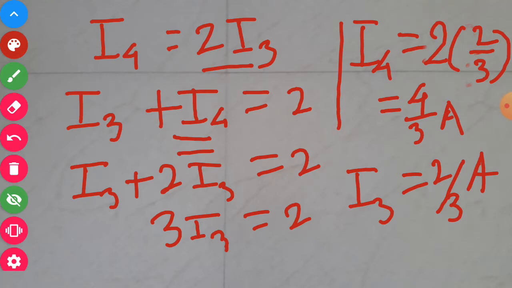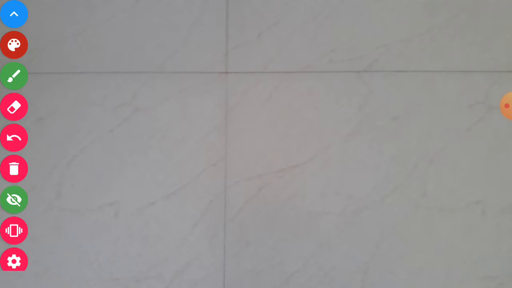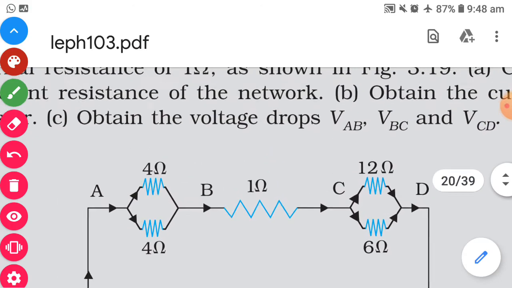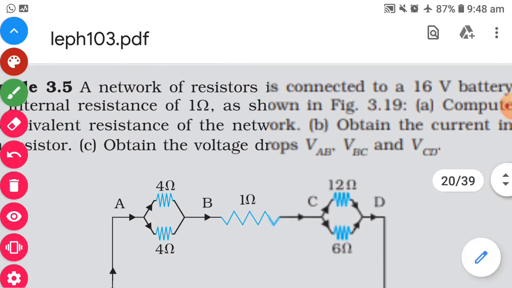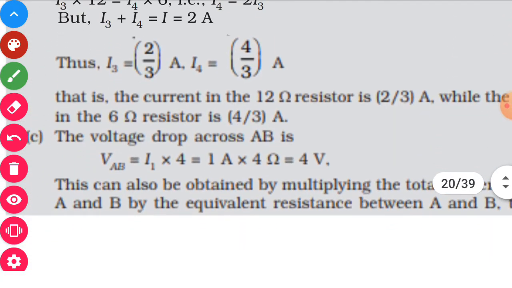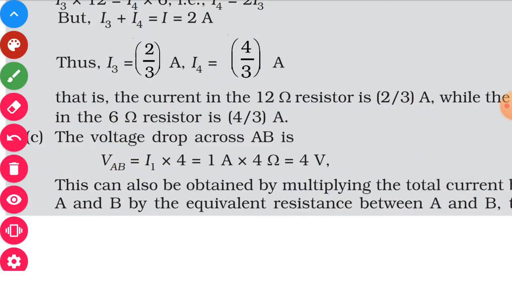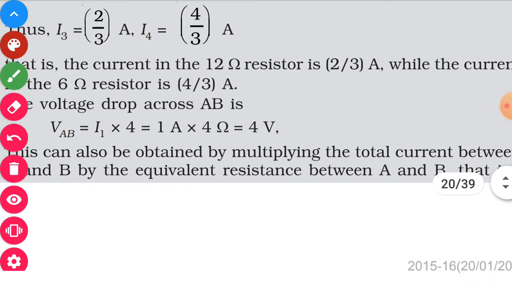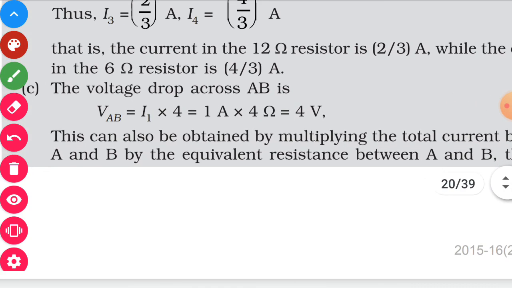Now we have to go for the other calculation. We obtained the current in each resistor. So we got the values of current in each and every resistor. 4 by 3 ampere is the value of I4 that we got. That is, the current in the 12 ohm resistor is 2 by 3 and in the 6 ohm it is 4 by 3. Now we want to find out the potential difference across AB.